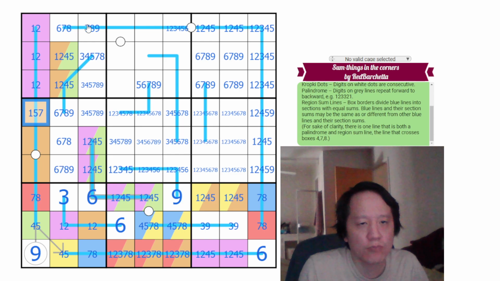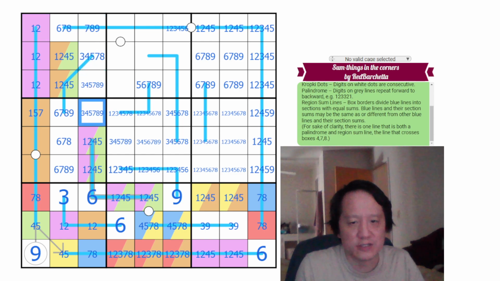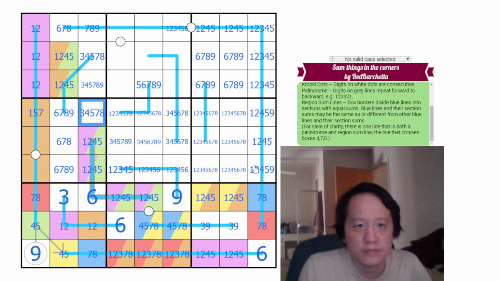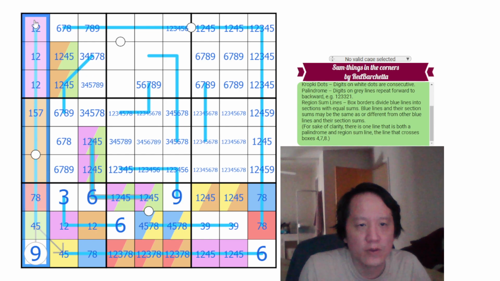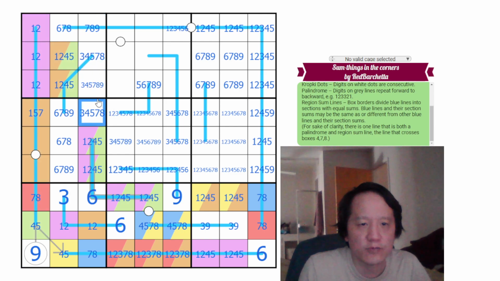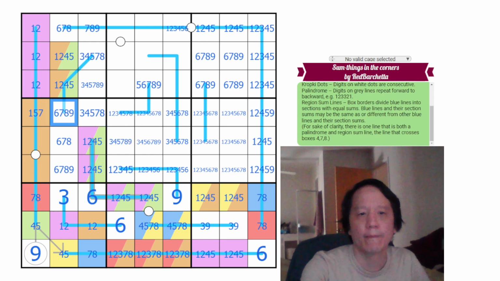Oh, okay. This can't be 9 because it's 15, and this 6 here is there. So one of these is 9, which means this cannot be 9. Right? This is 9. This can't be 9. So one of these two has to be 9, which means that can't be 9. So either this is 9 or this is 9, right?